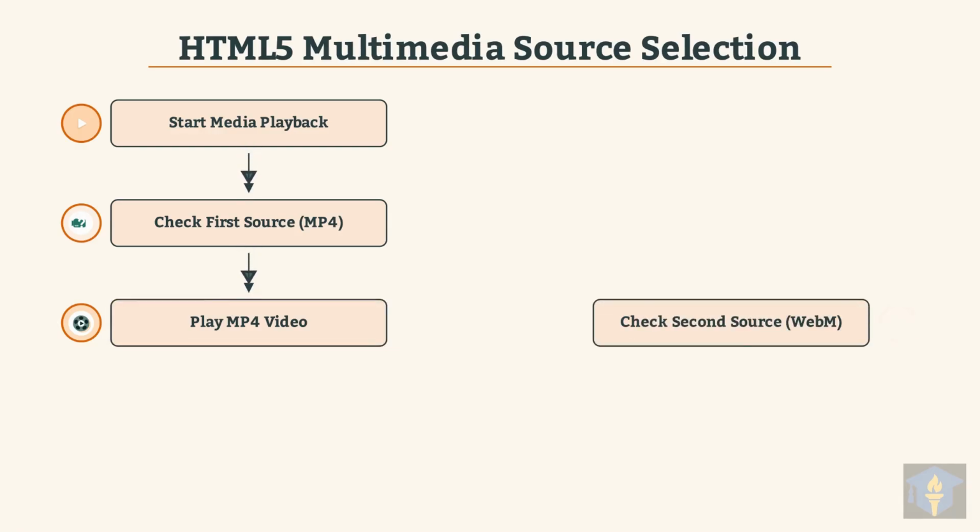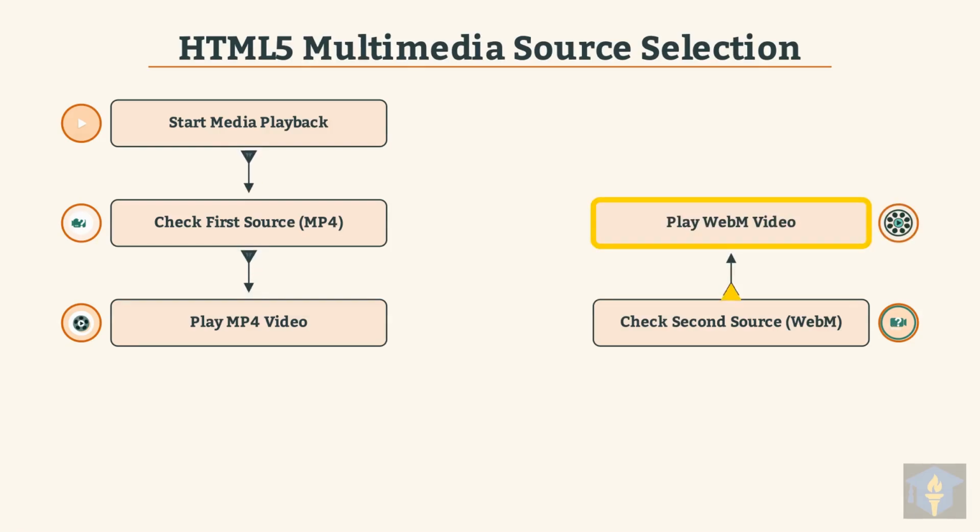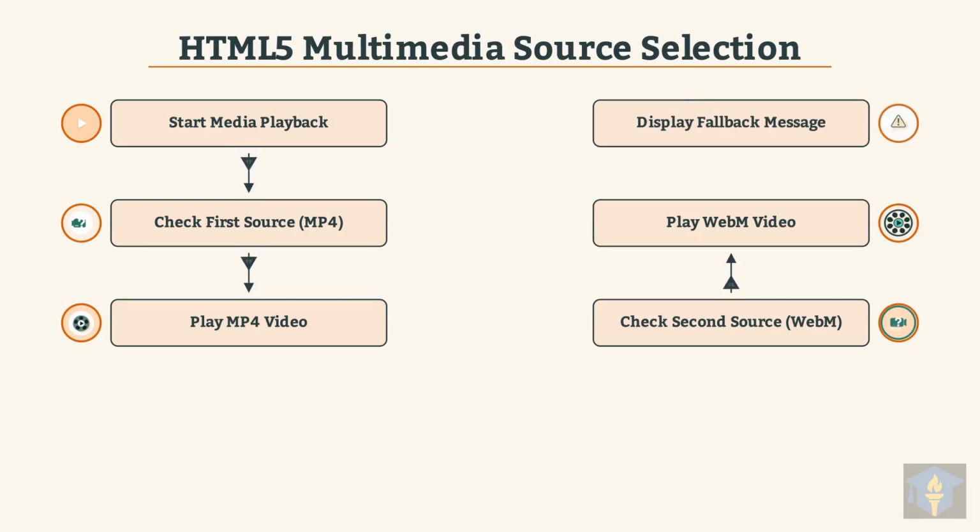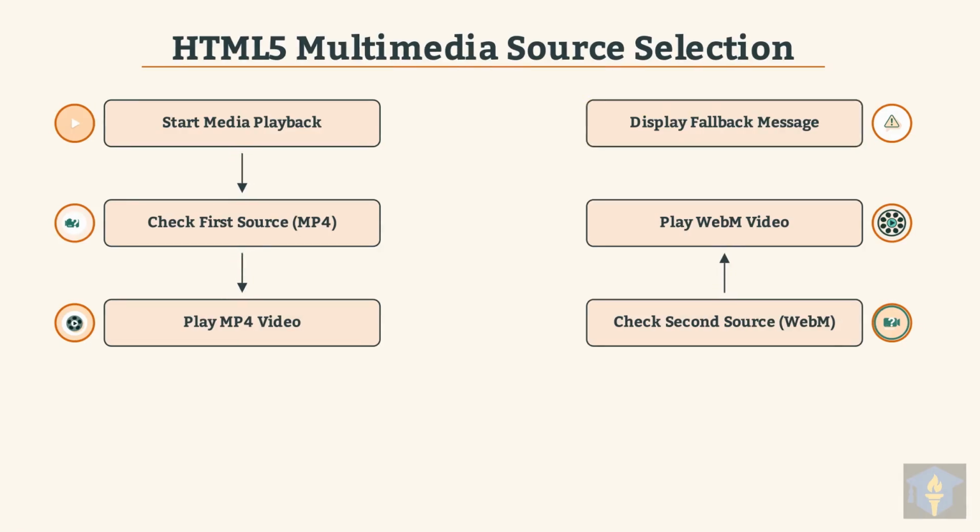If MP4 isn't supported, the browser then checks for the second source, typically a WEBM file. Should the WEBM format be compatible, it will then play that video or audio content instead. If neither source is supported, a fallback message is displayed, informing the user about the issue.